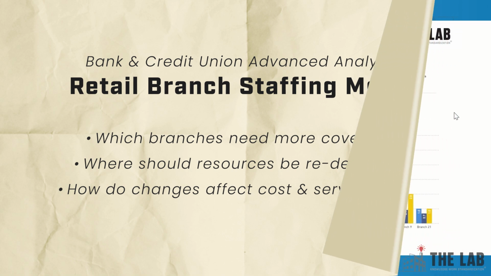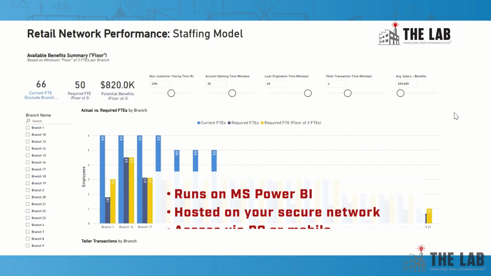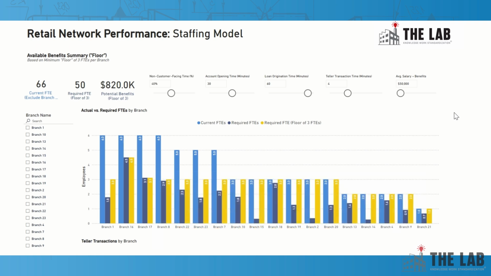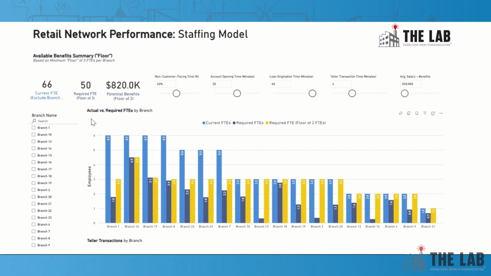Here's the actual retail branch staffing model as it would look at your financial institution. For this demo, we'll show it configured to the industry benchmark with a floor of 3 FTEs per branch. Here at the top left, you get a quick overview of your current FTEs, actual required FTEs, and then the annualized potential benefit in dollars, calculated from the difference. This serves as your at-a-glance financial case for any staffing realignment.